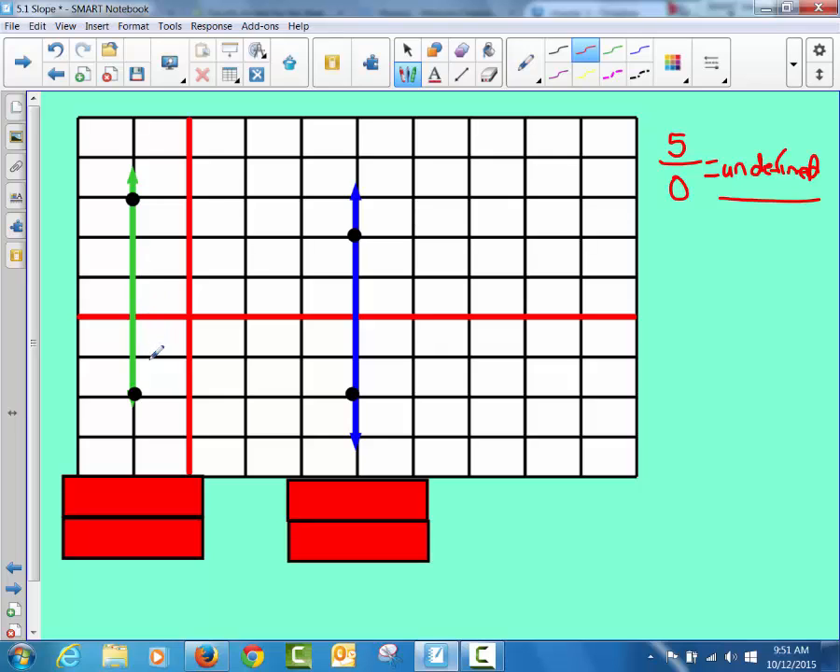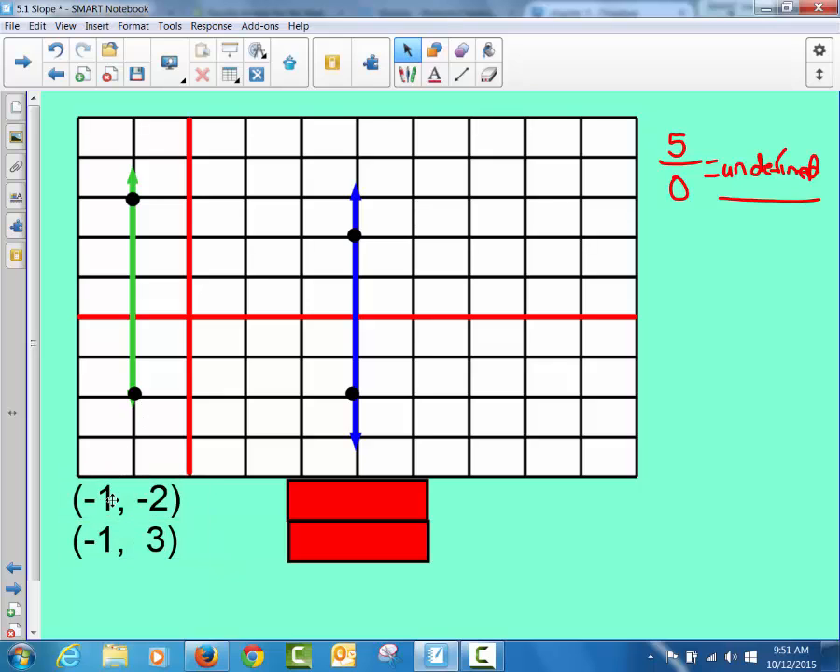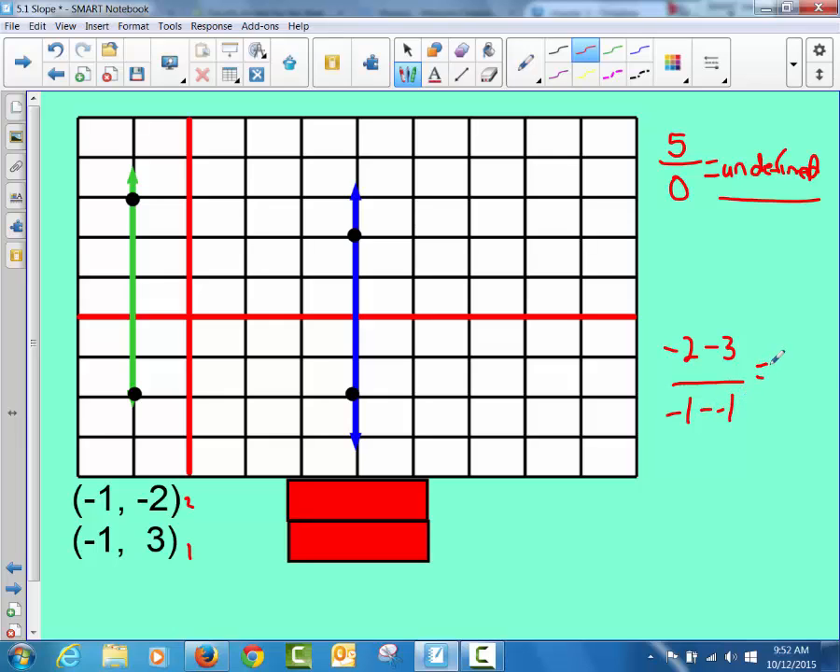The slope is undefined. And if you check once again with the points, we've got -1, -2, which is this point, and -1, 3, which is this point. We'll designate this as 2 and this is 1. We go -2 minus 3 over -1 minus a -1, which gives us -5 over, this becomes plus 0, which is the same thing we got to start with, which means our vertical lines are undefined.